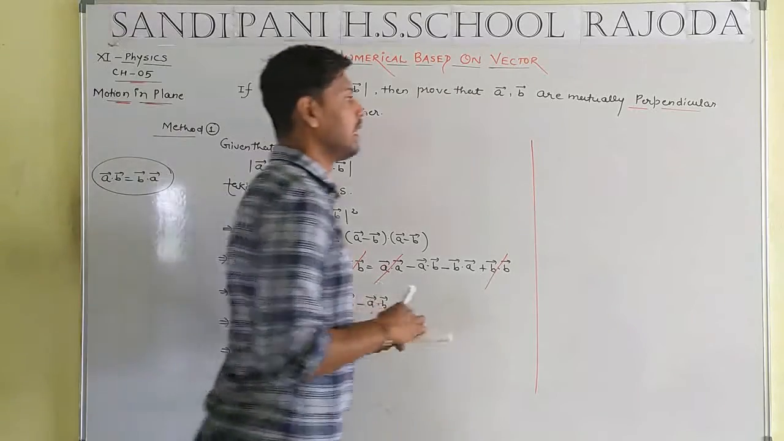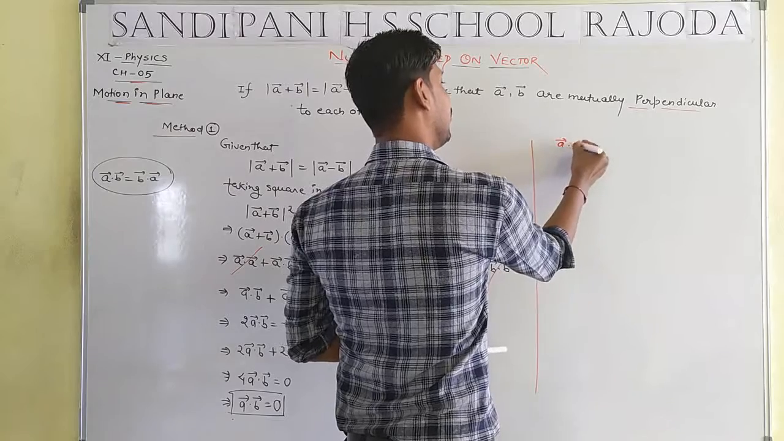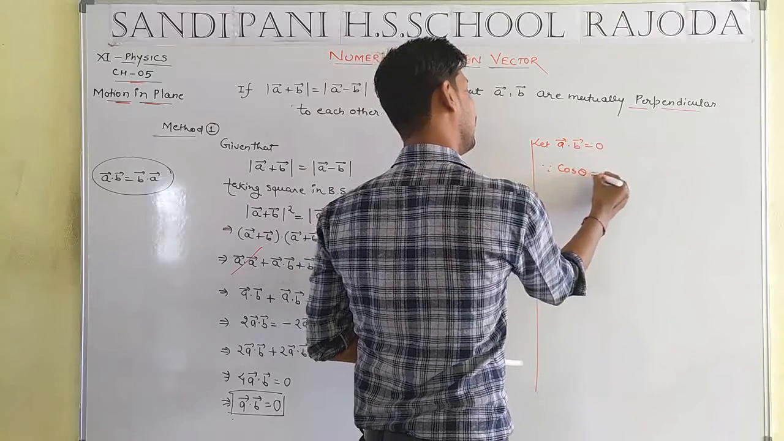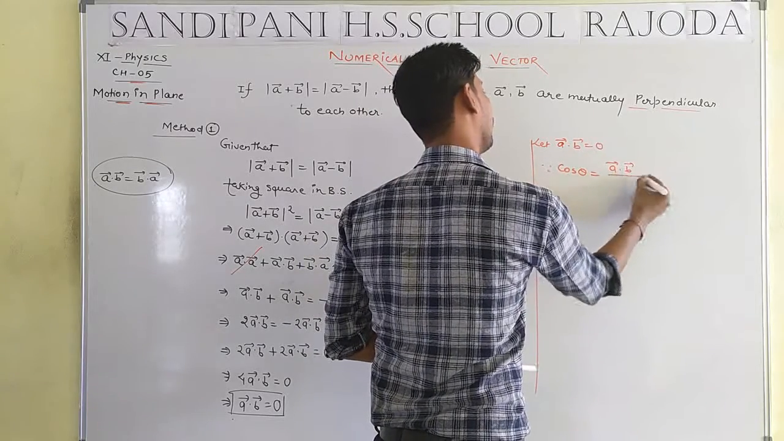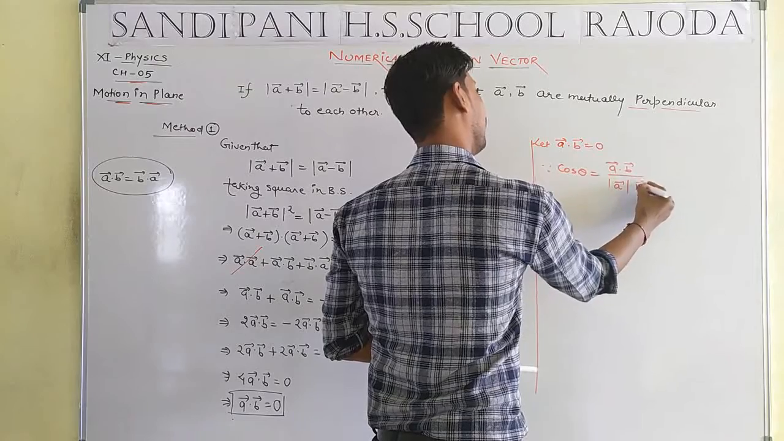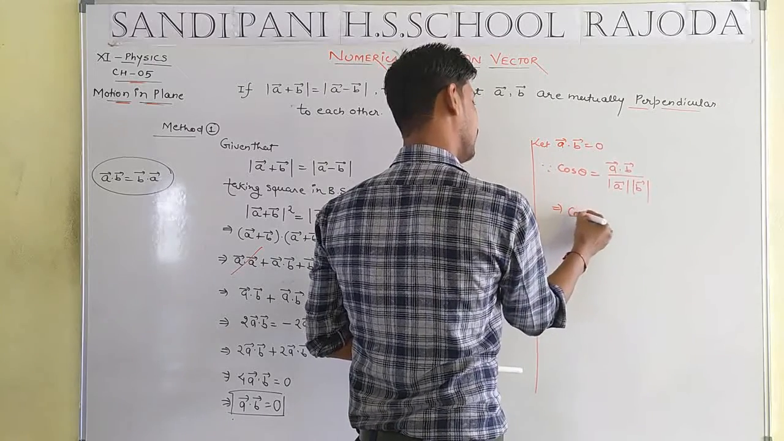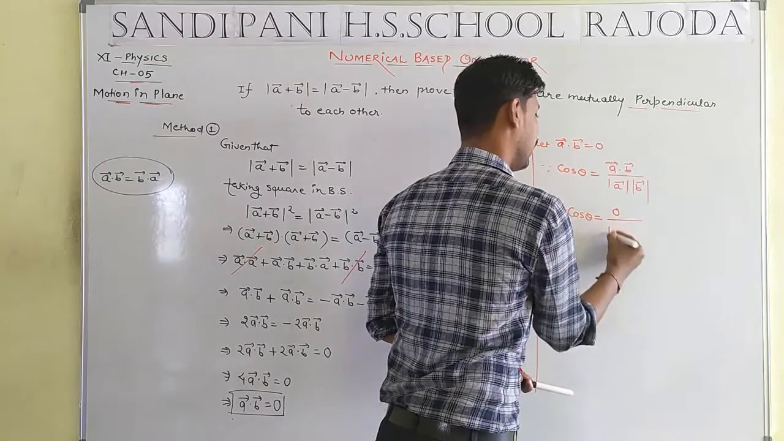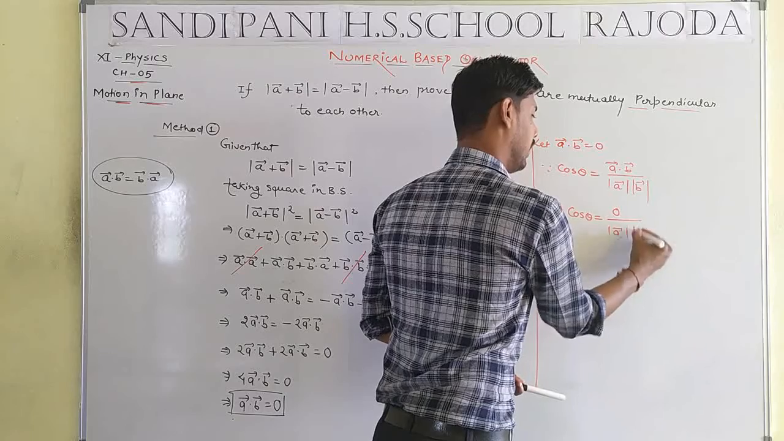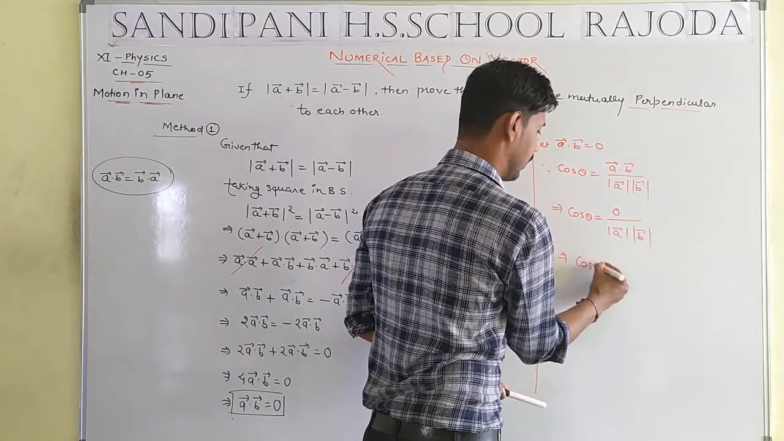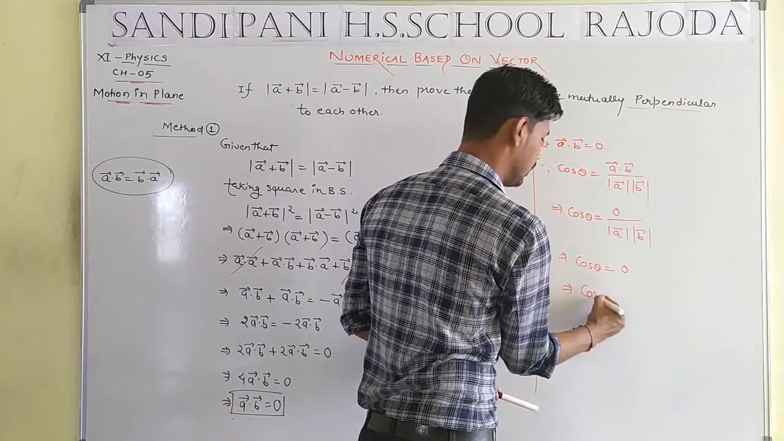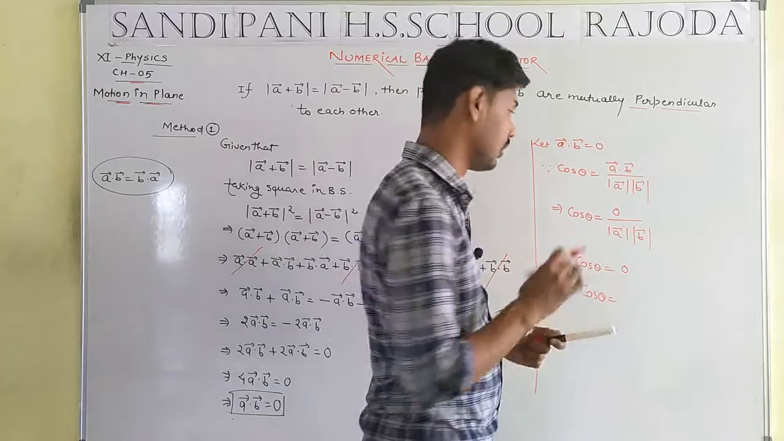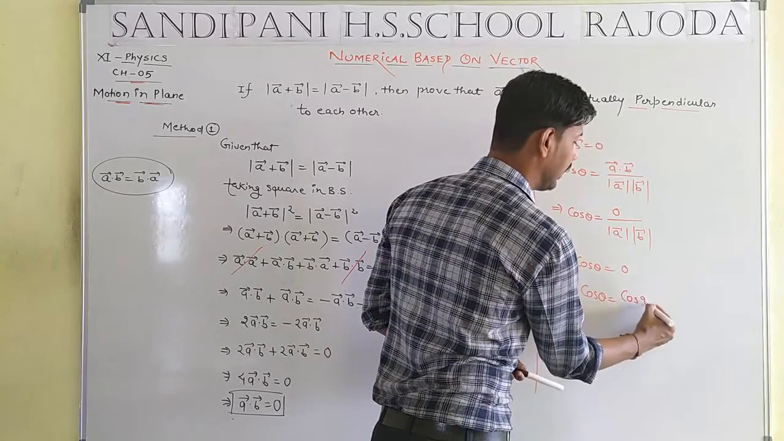Let a dot b be equal to 0. Suppose cos theta is equal to a dot b whole by mod a and mod b, such that cos theta will be equal to 0 by mod a mod b. 0 by anything will be equal to 0, so cos theta will be equal to 0. That means, when does 0 come, tell me? 0, 1, 0, 1, 0, that means cos 90 degree.